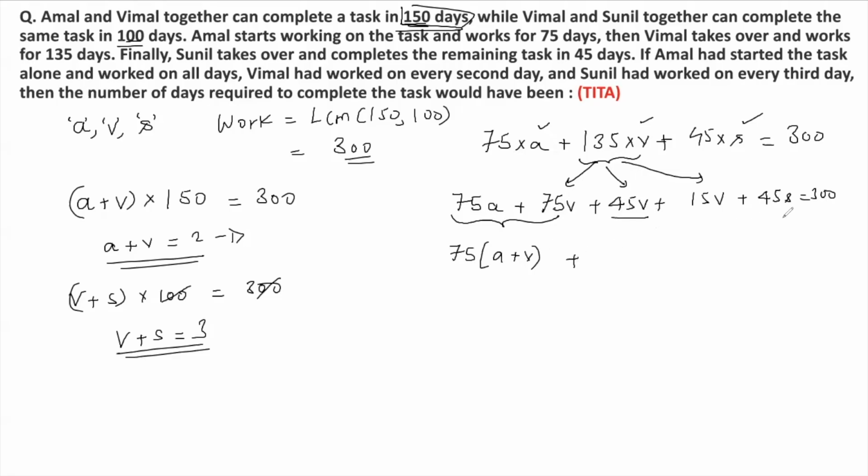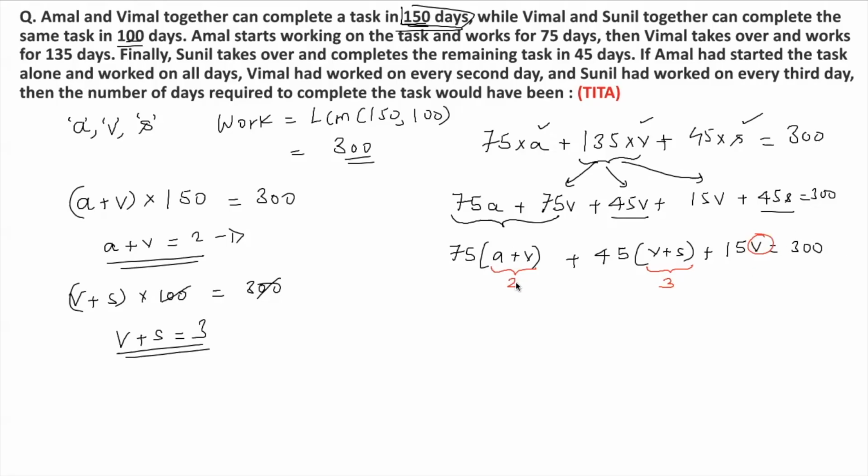Plus, let's club together these two, 45V and 45S. So 45 can be taken common. I get V plus S plus 15V is what remains, is 300. Now, very smartly, let's observe something. A plus V we already know is 2 and V plus S we already know is 3. By substituting, we can calculate the value of the unknown V in this case, right?